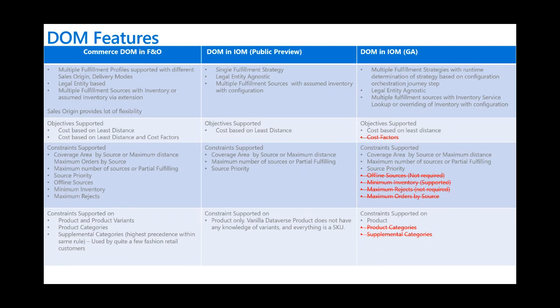And then a few of the other constraints or rules that are not available are offline sources, which is not really required because we define which sources to look at at the profile level. Similarly, we're going to work on adding the minimum inventory as a constraint. We also see no need for having the maximum rejections at this point of time. We will definitely add the maximum orders by source as well at a later date. But this is a brief overview of how DOM is available.